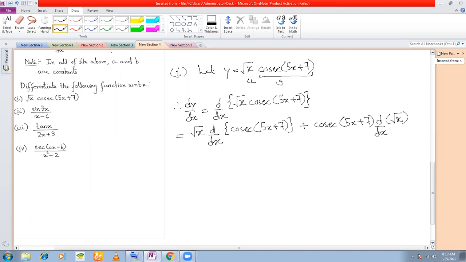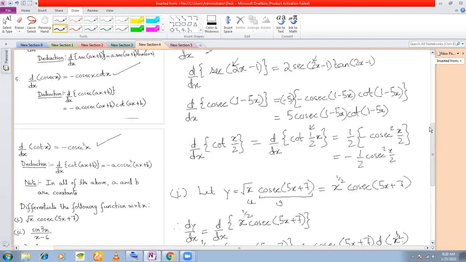right? Better still, what you can do is you can in this step only, because you have to differentiate root, you can write this as x to the power of half cosec 5x plus 7, right? And then here you can write x to the power of half, and here also x to the power of half, instead of writing root x, right? So that it becomes easier to differentiate. So now we have x to the power of half and cosec d/dx cosec 5x plus 7.